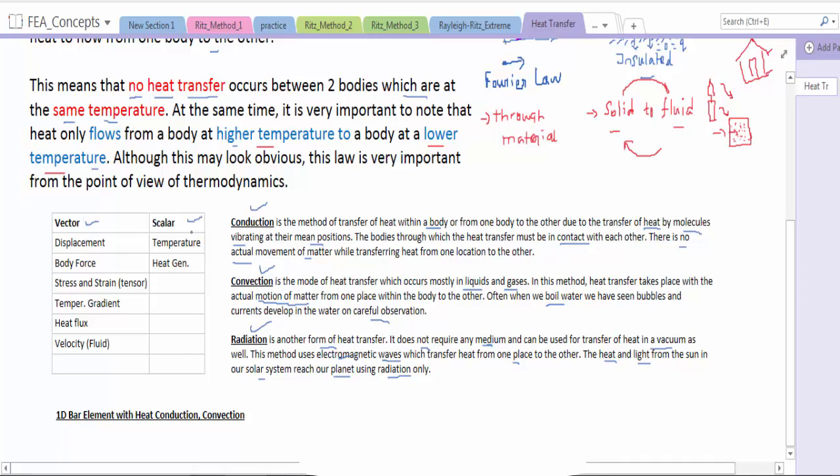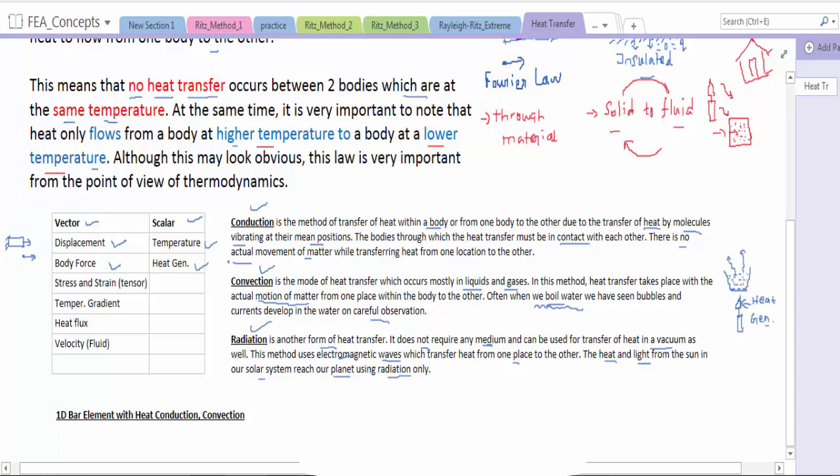So, vector and scalar, the difference: displacement is a vector quantity because it has a magnitude and also a direction, and body force is also a vector quantity, but temperature is a scalar quantity. It will have only a magnitude, and heat generation is also a scalar quantity. For example, if you are heating a vessel, the heat is continuously generated, right? So that is called a scalar quantity.